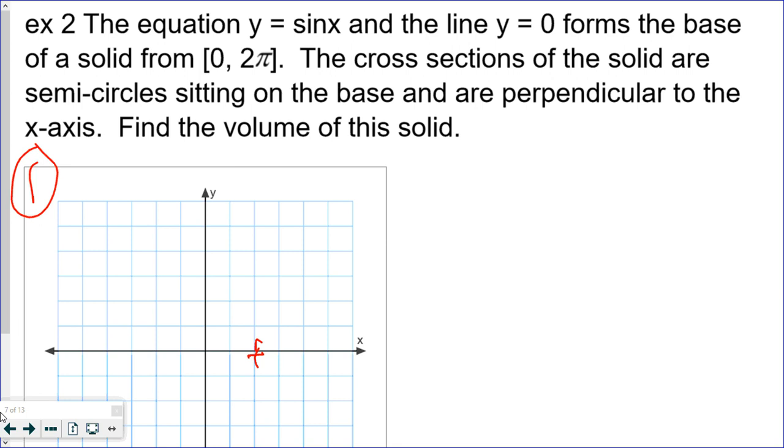We should know how to, maybe I'll do it like this. Okay, there we go. There's sine of x. I mean, we go up 1, we go down to negative 1. I'm just trying to expand it out a little bit. But there's my sine of x graph. We know how to graph that between 0 and 2 pi. And it's also formed by the line y equals 0. So it looks like this.